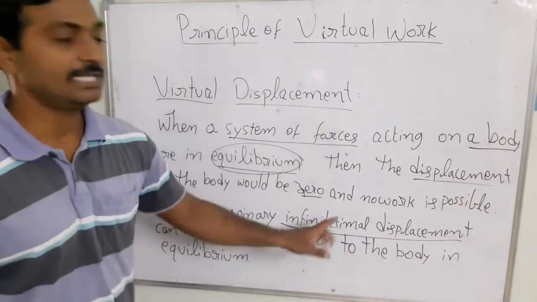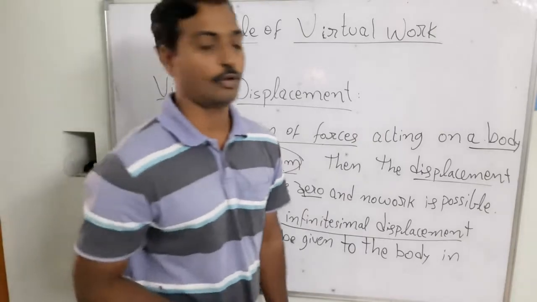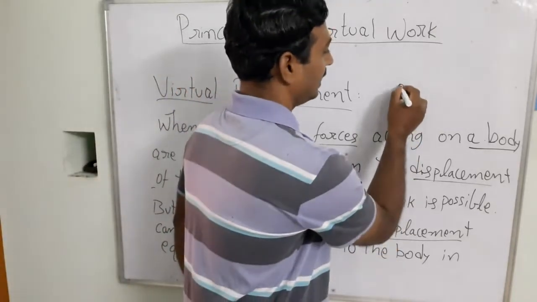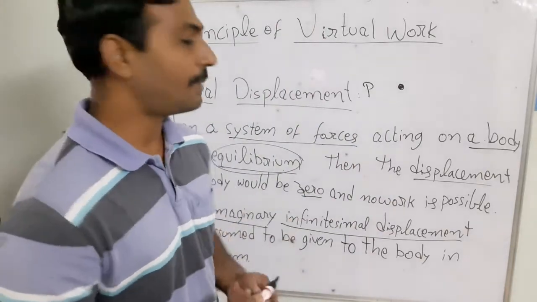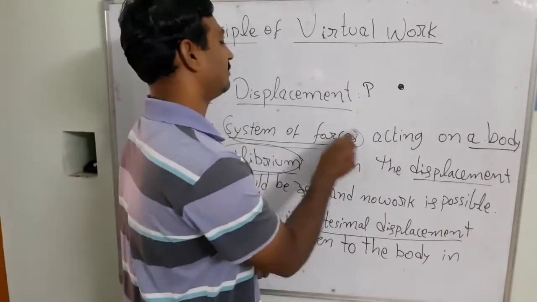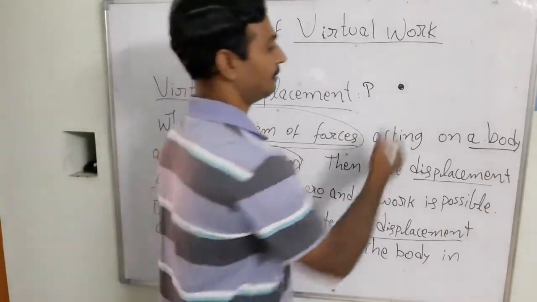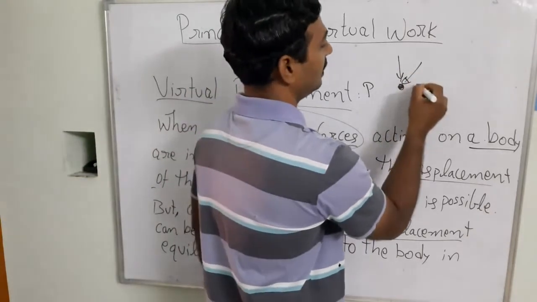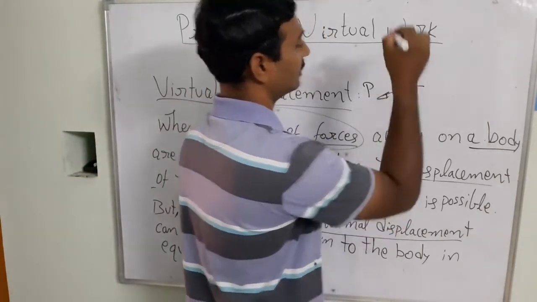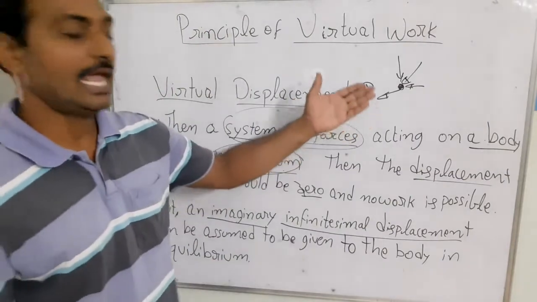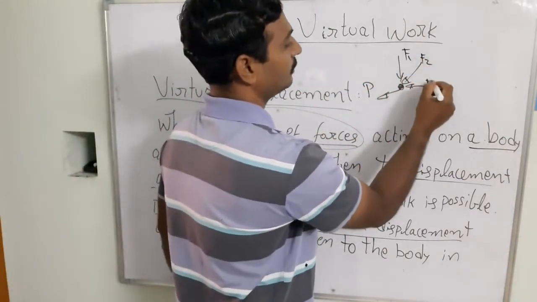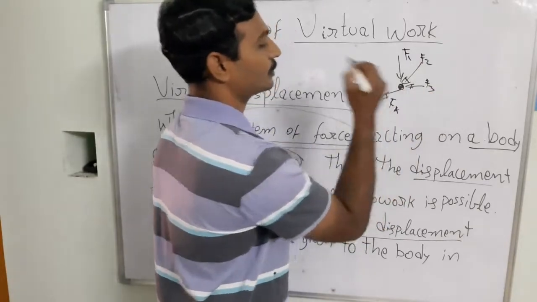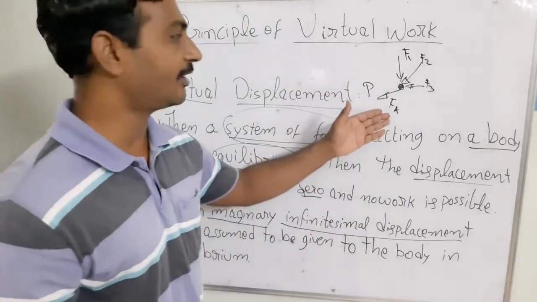I am going to try to put these statements in a pictorial view. Here I am taking the particle P. What condition do we apply here? We apply a system of forces to that system. Suppose I take a number of forces: this is F1, F2, F3 and F4. That means the system of forces is acting on that body.